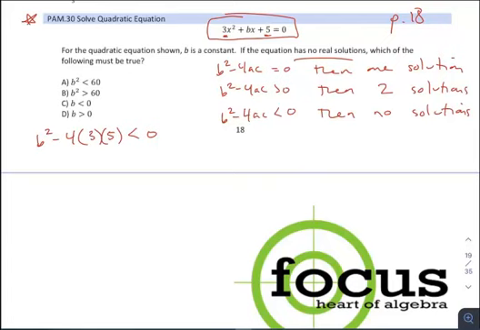And so now if you solve this, b squared, here you get 5 and 4 is 20 times 3 is 60. And if we solve this, add 60 to both sides, there is the answer for this problem.